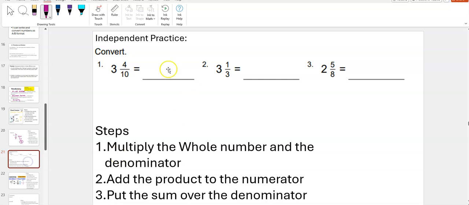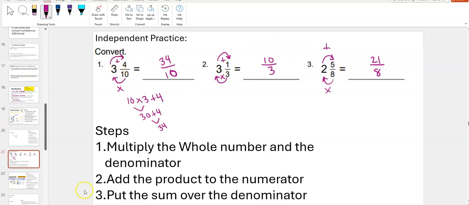So go ahead and pause the video and do these 3 practice problems on your own. All right, hopefully you took that minute and answered those questions. So here I did 10 times 3 plus 4 is 34/10. 3 times 3 plus 1 is 10/3. And 8 times 2 plus 5 is 21/8.